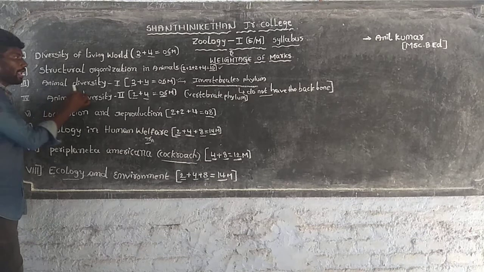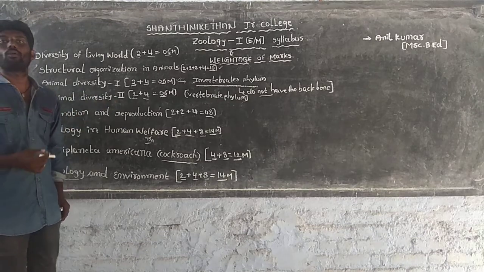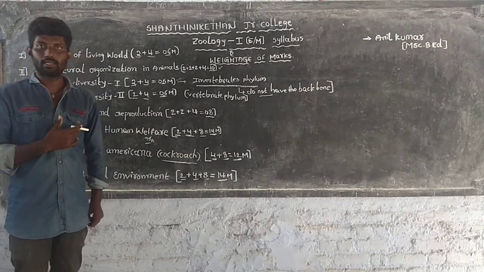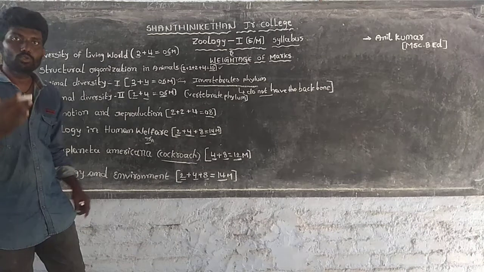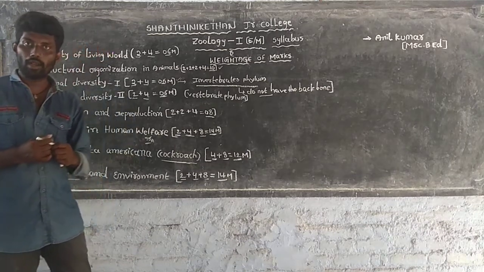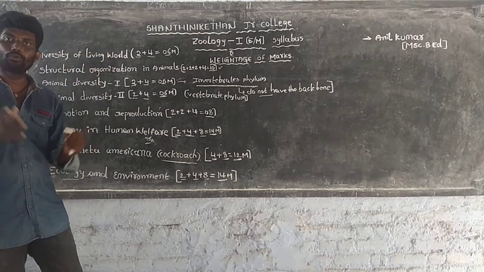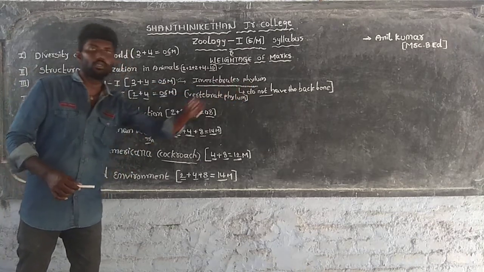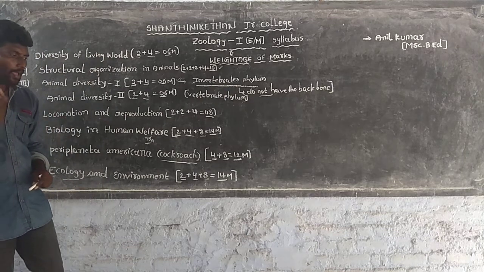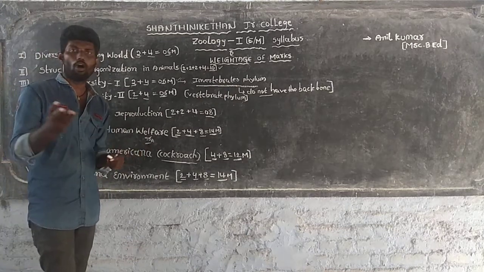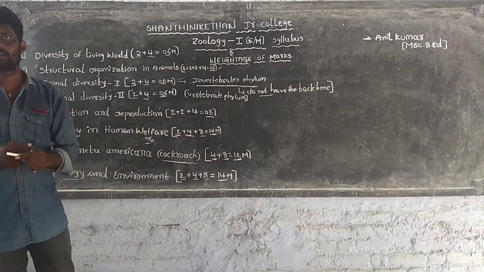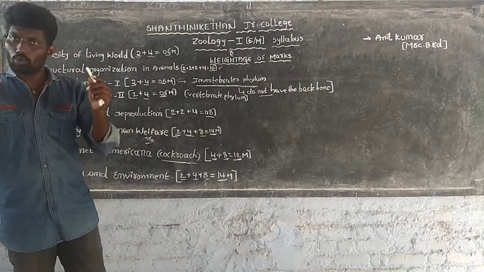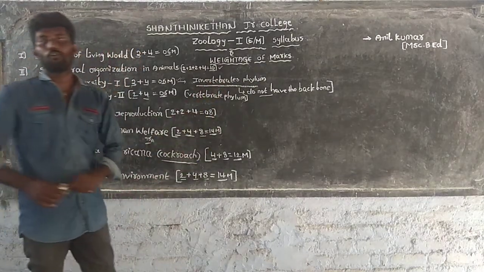And the third lesson name is Animal Diversity 1. In this chapter, the invertebrate phyla are included. First of all, what are invertebrates? Invertebrates are organisms that do not have a backbone. All such living organisms are included in the invertebrate phyla, like scorpions, cockroaches, earthworms and sponges. These do not have a backbone, so these living organisms are included in the invertebrate phyla.